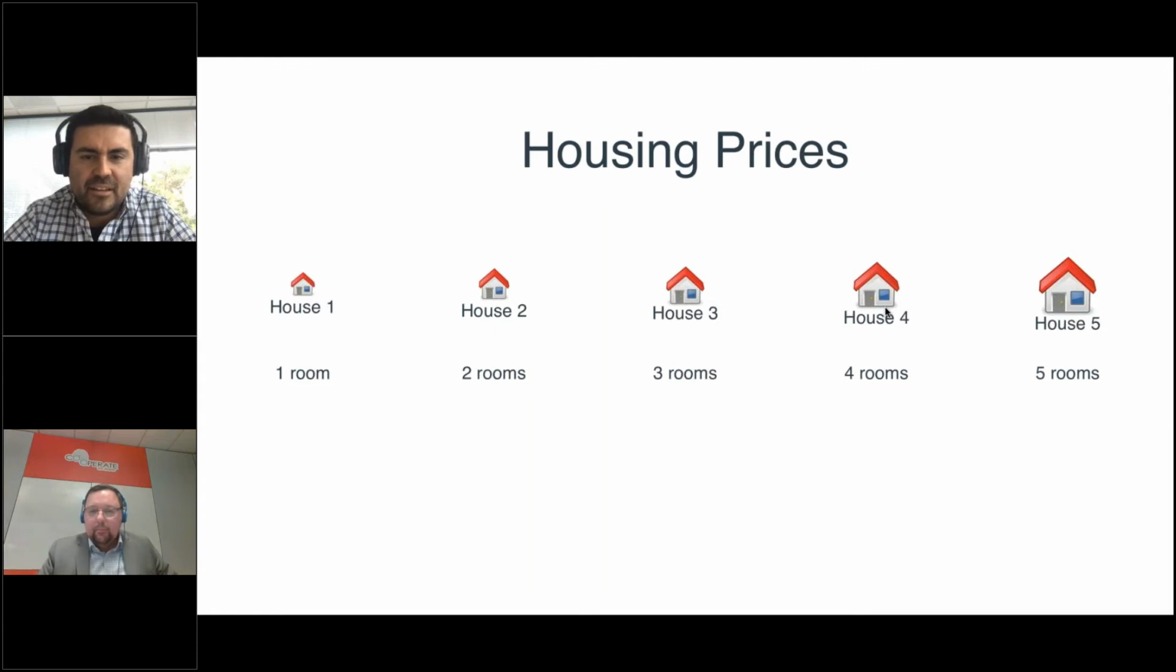So we have 5 houses, and house 1 has 1 room, house 2 has 2 rooms, house 3 has 3 rooms, and you see where this goes. And I'm going to give you the prices of these houses. We actually live in house 3 and we want to sell house 3. So house 1 costs $150,000. House 2 costs $200,000. House 3 we don't know, but house 4 costs $300,000, and house 5 costs $350,000. So what do you think is the price for house 3?